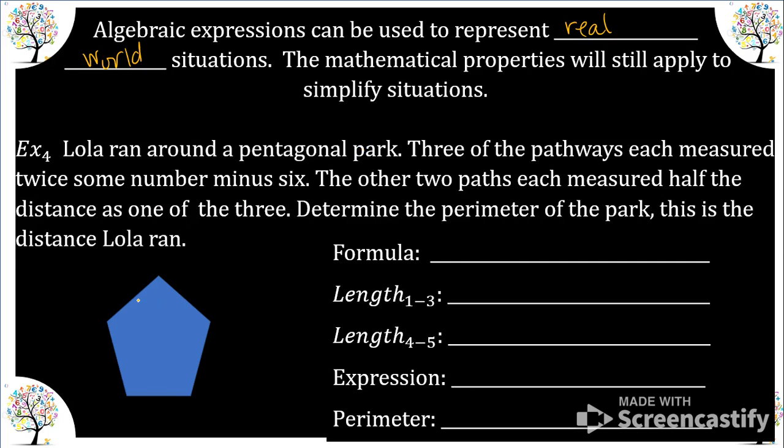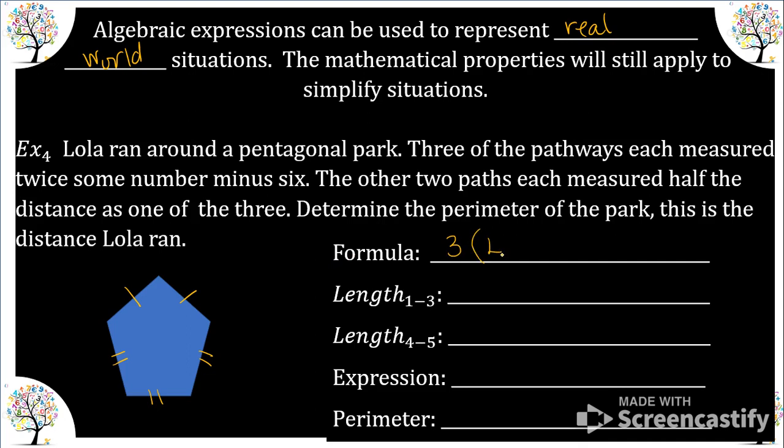Okay, so we have this pentagonal park. We have this side and this side that measure the same, and then 3 sides that measure the same. So if we're going to write our formula, which is always important, and I'm just going to write it not as an equation since we're still talking about expressions. So we have 3 lengths that are the same.